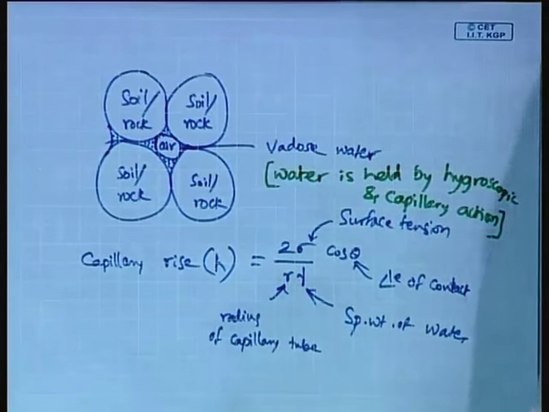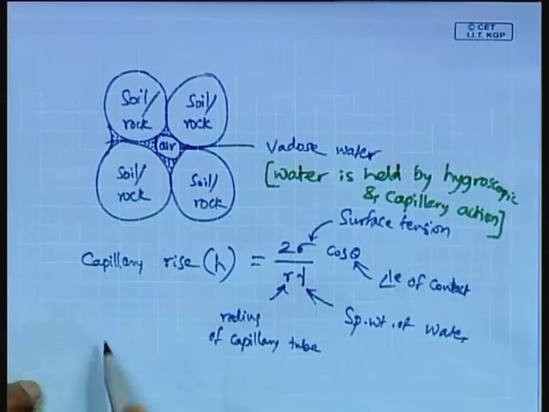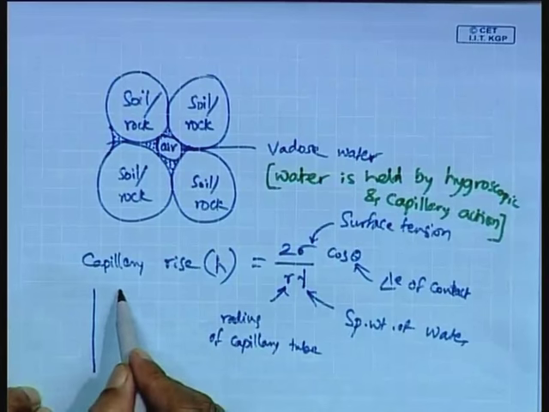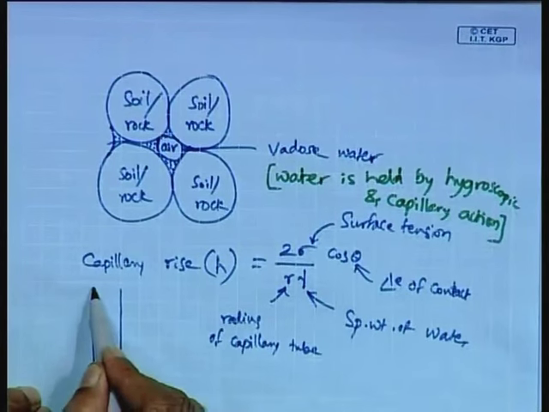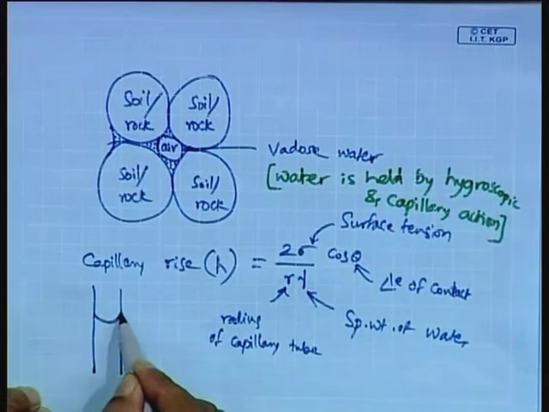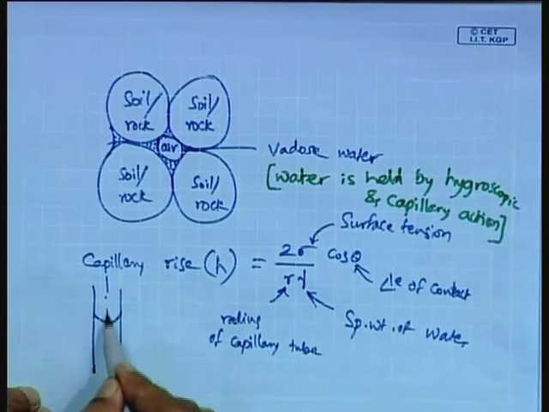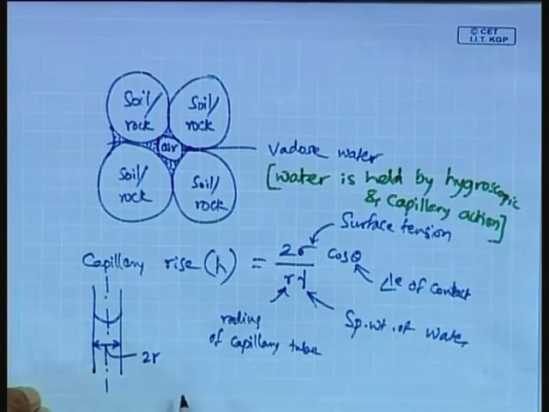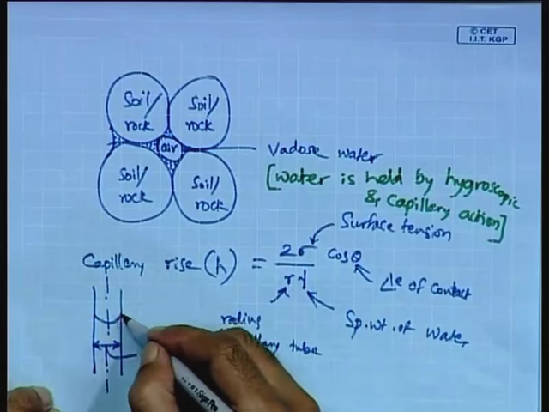Continuing with the expression for the capillary rise, suppose this is a capillary tube, which is basically a narrow tube. This is the center line, and the diameter of the tube is given by 2r.